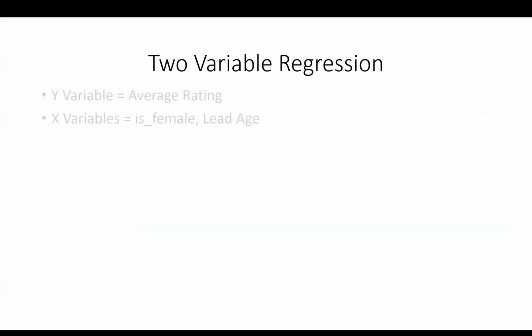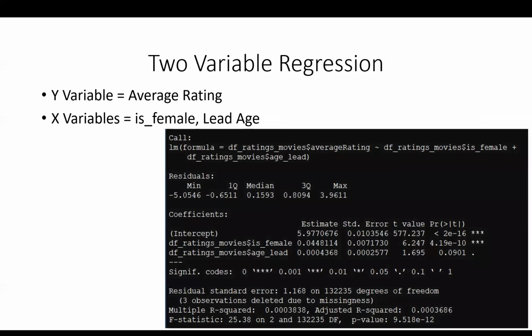Moving on to the 2 variable regression, I kept the y variable, or my dependent, the same with average rating, and then I added the lead's age in addition to whether or not they were male or female. Now, this did alter the t-stats and the estimates as well as the p-value a little bit, but not enough to really make it statistically reasonable to accept the null hypothesis that the age of a lead actor or actress and whether or not they're female or male has anything to do with whether or not the public will rate a film higher or lower.